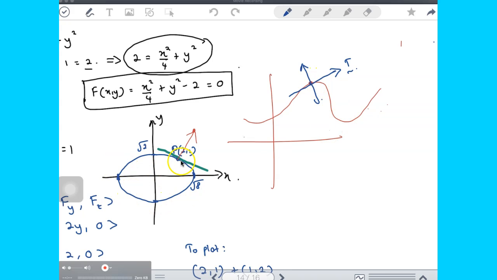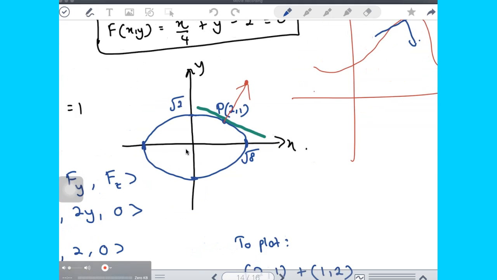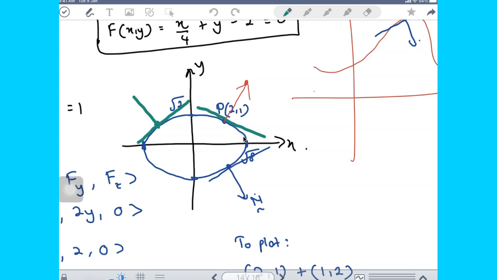But if it is closed, obviously your N should always point outward, because this is closed. So let's say you have the point over here and your tangent line is there, so your N should be down here. So that is your N. And if you have a point over here, and the tangent line is there, your N should be that way.